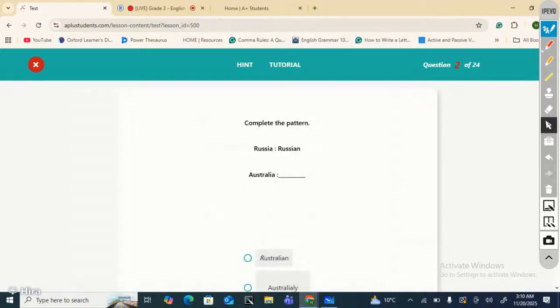Okay, now look at this pattern. The first word pattern analogy is Russia, Russian. It means a person who lives in Russia is called Russian. So the second one is incomplete. You have to complete the pattern by looking at the first analogy. Australia, Australian, or Australially. Which one completes the pattern? Obviously, the one ending in n, the same suffix.